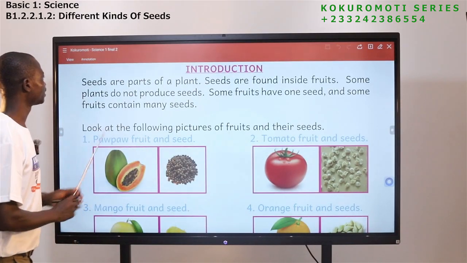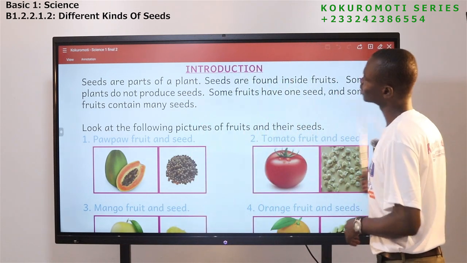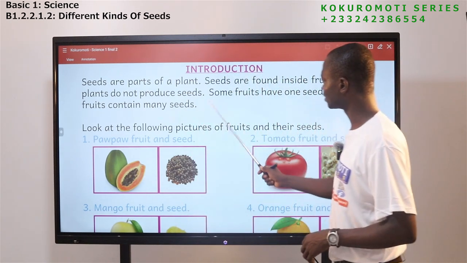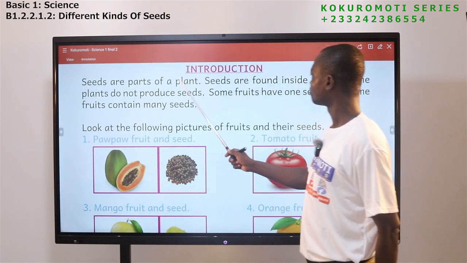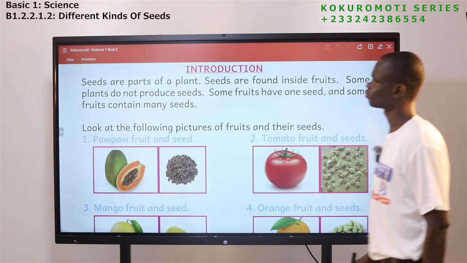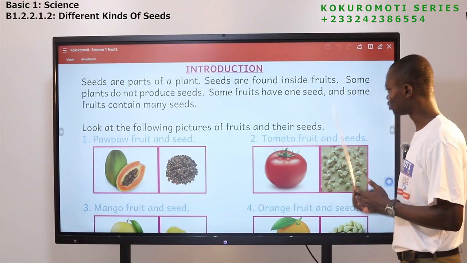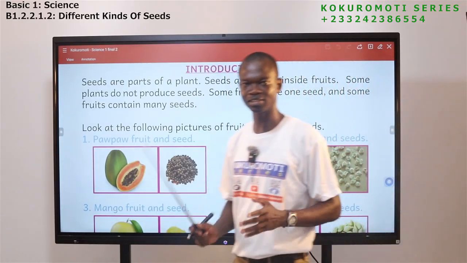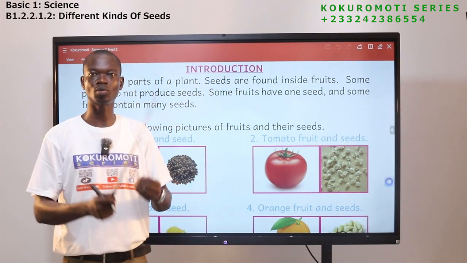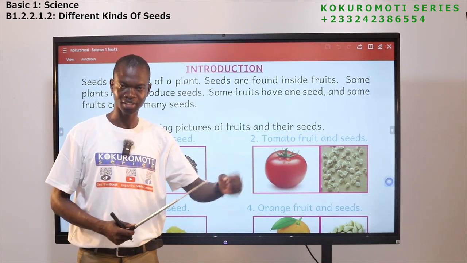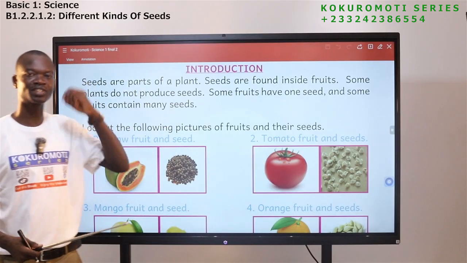Okay, so let's start. Seeds are part of a plant. Seeds are found inside fruits. Some plants do not produce seeds. Some plants have one seed and some fruits contain many seeds. So let me take it again. Seeds, they are part of what? A plant. Seeds are found inside fruits. The part of a plant that we eat is the fruit. Do you get it? In the fruits, we have seeds.